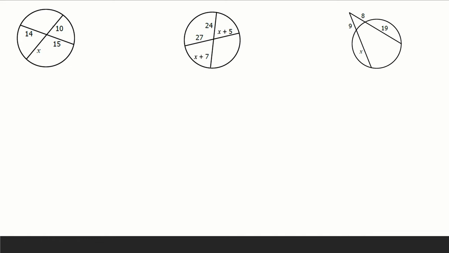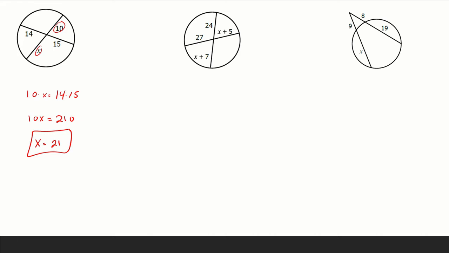Two intersecting chords inside the circle, so we multiply these two together. So 10 times x, and on the right side we're going to have 14 times 15, and from here it's just a matter of simplifying. So 10 times x is just 10x. On the right side, 14 times 15 is 210. Divide both sides by 10 and we get x to be 21.